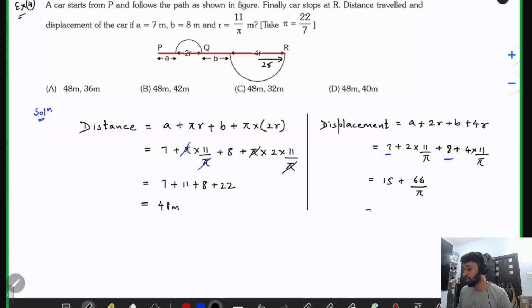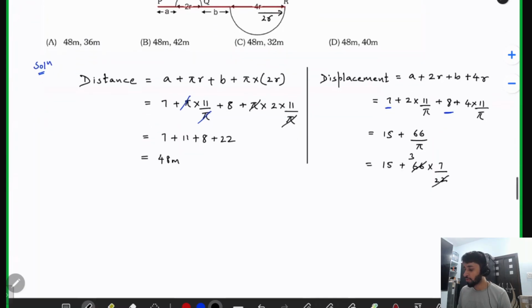Right. So we can simplify this a little bit. We'll go 15 plus 66. Pi is 22 by 7. So 1 by pi will become 7 by 22, like that. So this gets cancelled 3 times. So this becomes 15 plus 21.